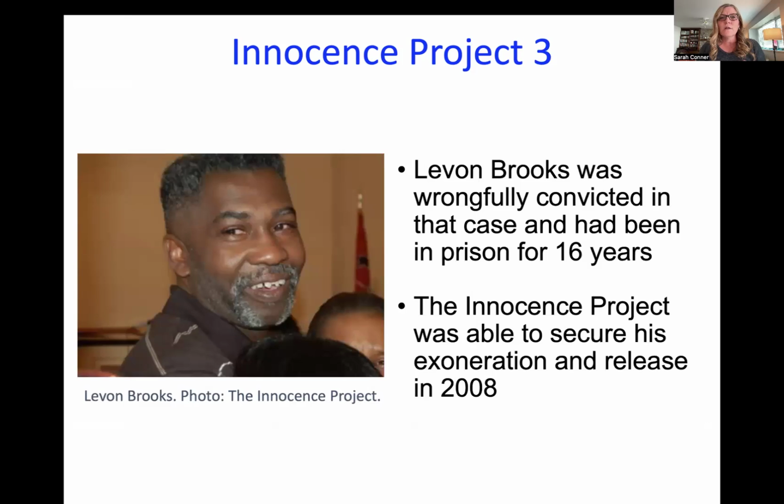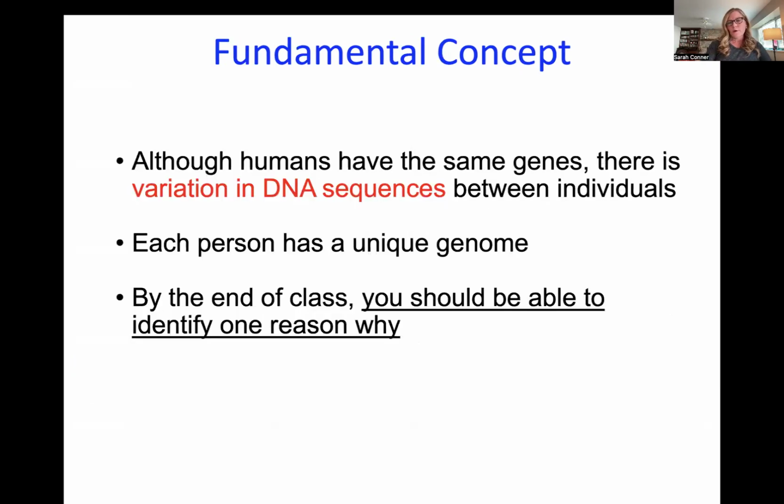Another Innocence Project case they were looking at was that of LeVon Brooks, who was wrongly convicted in that case as well. And he had been in prison for 16 years. And then, of course, they were able to secure his exoneration and release in 2008. But sadly, he died of cancer in 2018. So he was only out for about 10 years before he died. But he was exonerated from the same case as well.